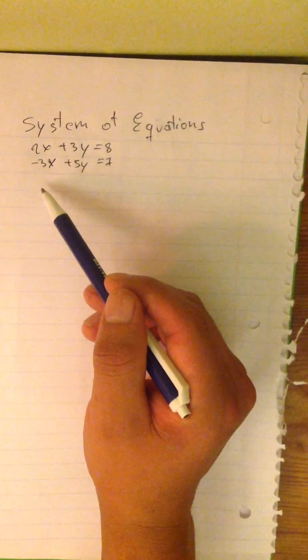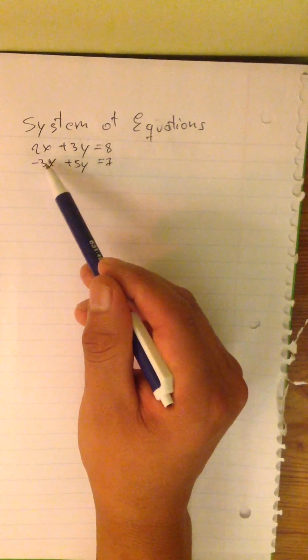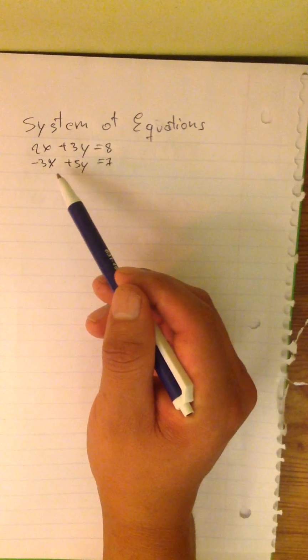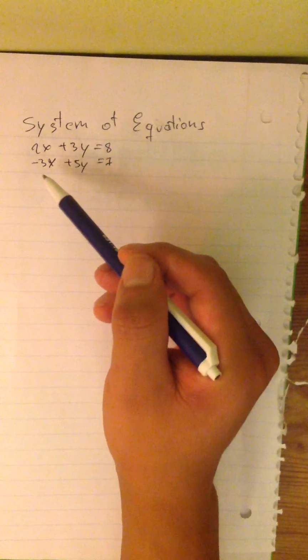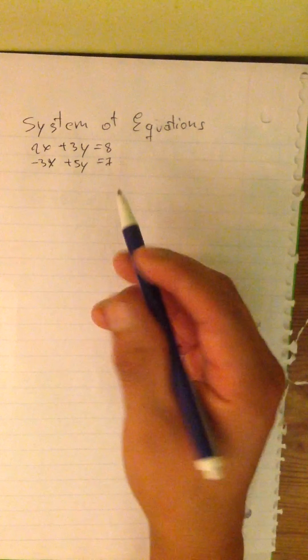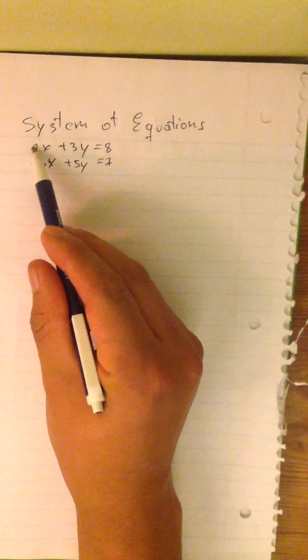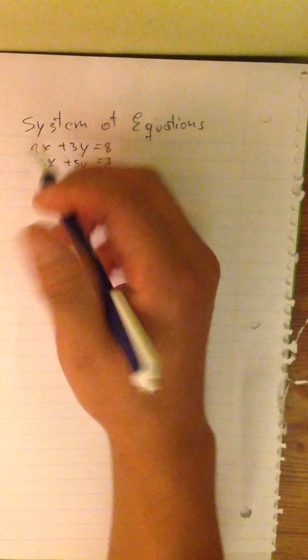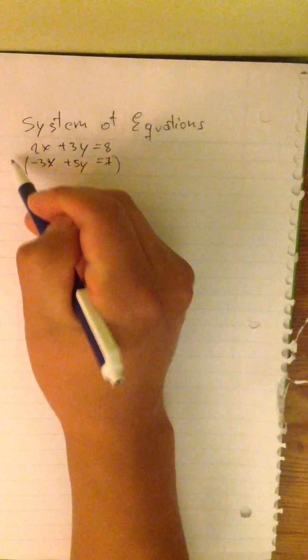So the common denominator of the 2x and 3x is 6. That way I can cancel x since it has a negative side on the bottom. So I'm going to have to multiply by 3 on top and by 2 on the bottom. So let's do that.